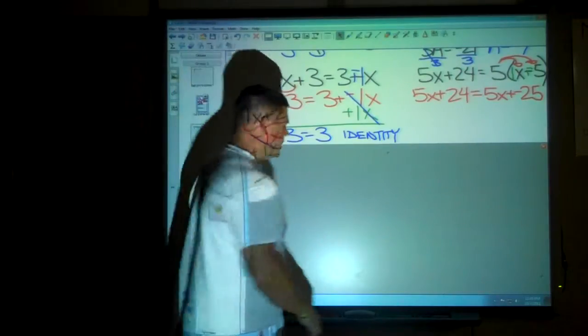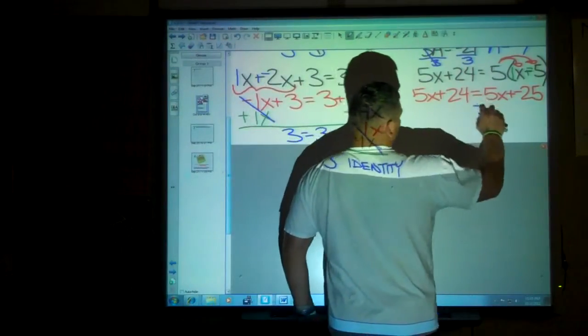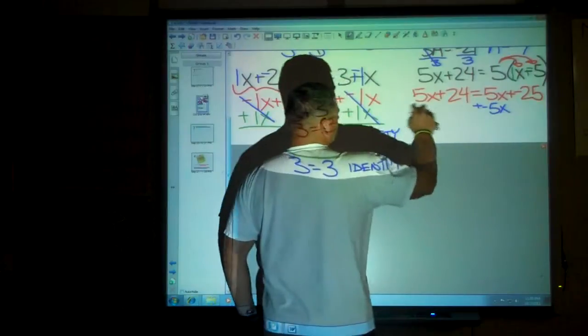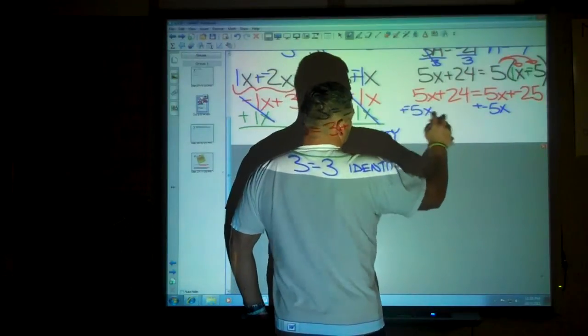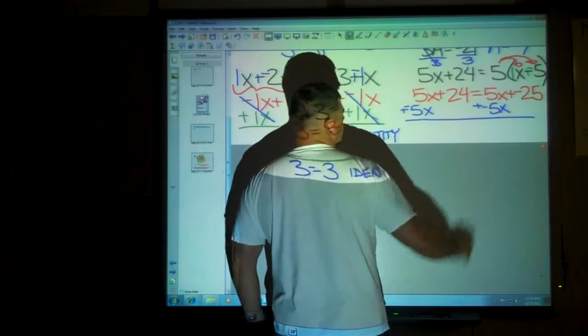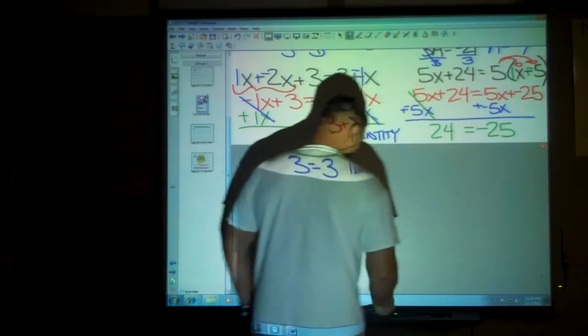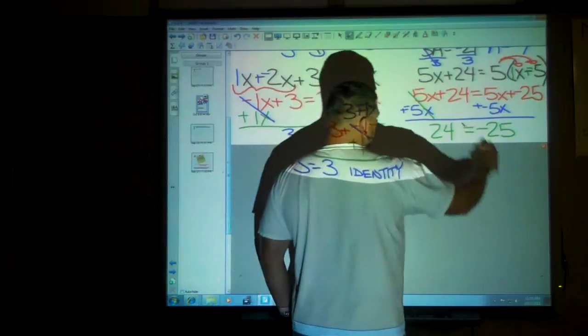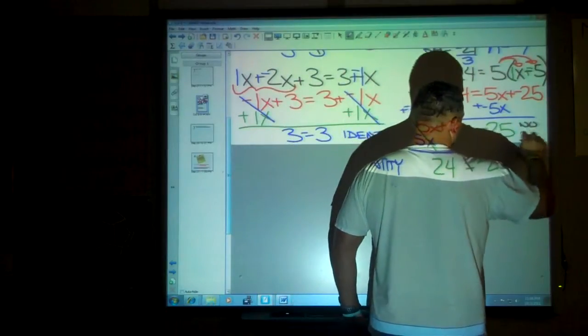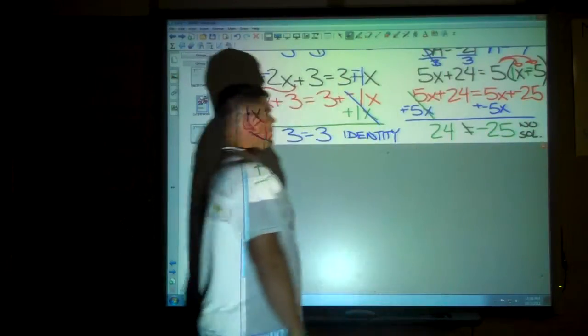So if you use some foreshadowing and you say to yourself, boy, if I start moving all of these to one side, it's going to cancel out all the x's. And you're left with 24 equals negative 25, which is an impossible scenario. So this is no solution. There isn't one that exists.